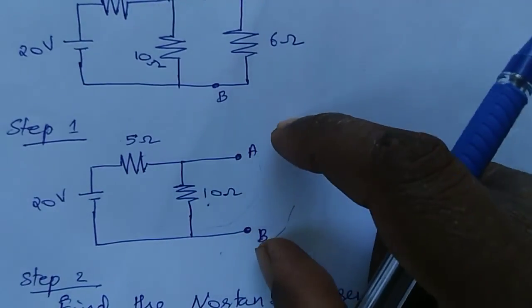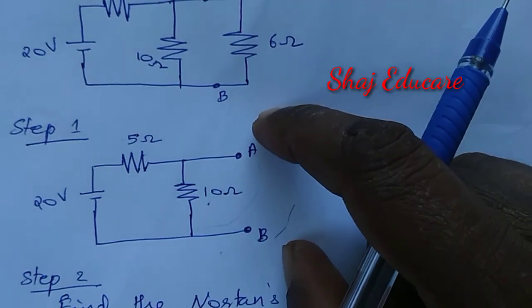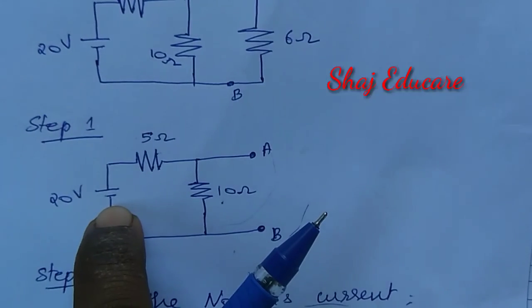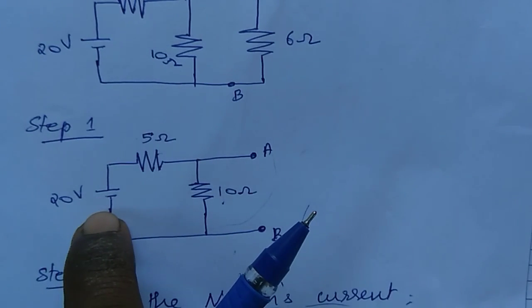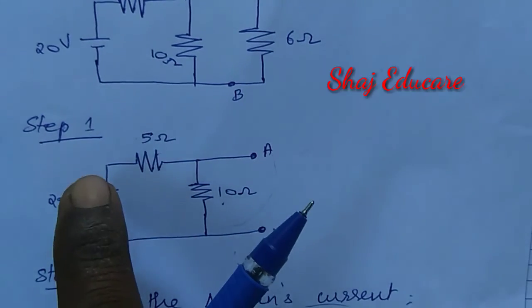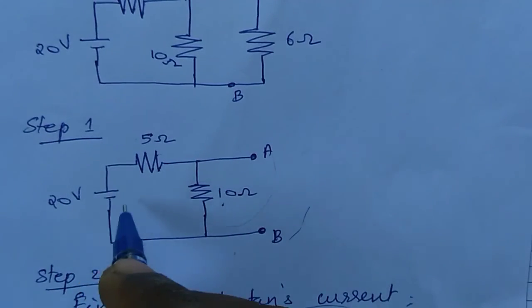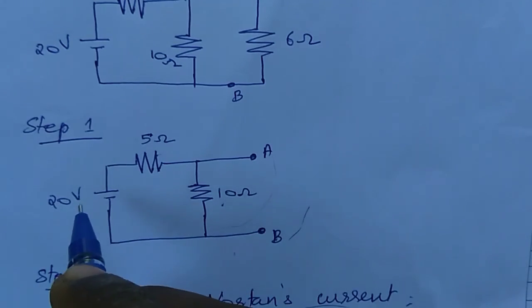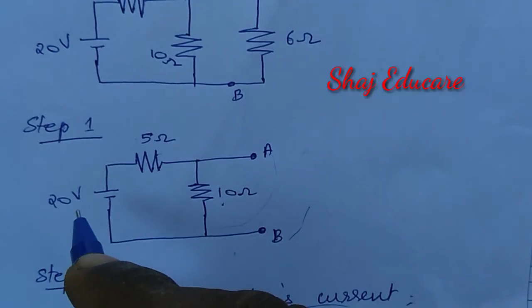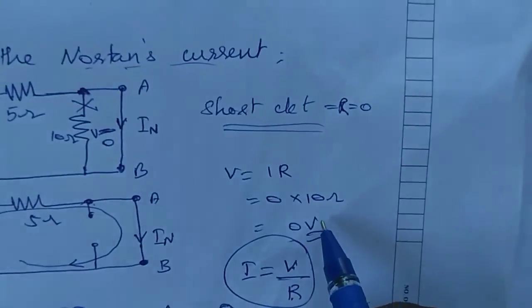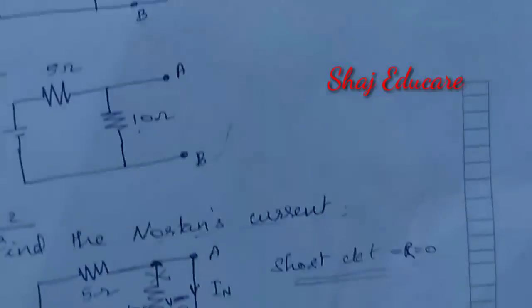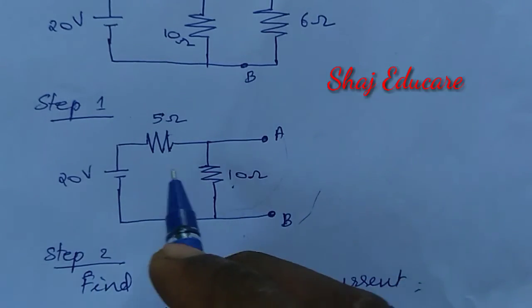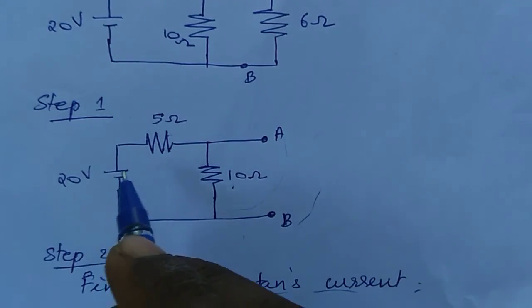While calculating the equivalent resistance across A and B, somehow we have to nullify this 20 volt voltage source. How can we nullify a voltage source? By short circuiting. By short circuiting this voltage source, we can make it 0. Short circuit in the sense we found that the voltage itself is equal to 0. So let us redraw the circuit after short circuiting the 20 volt voltage source.